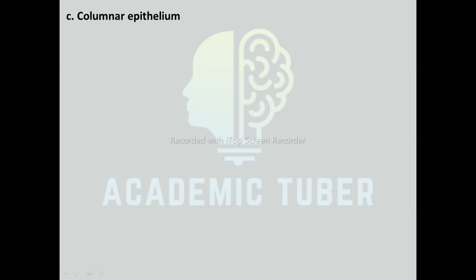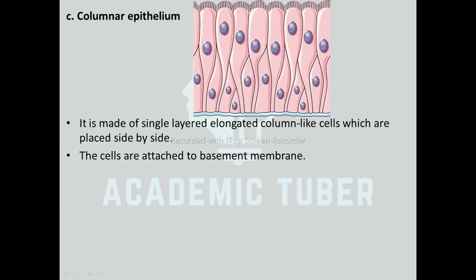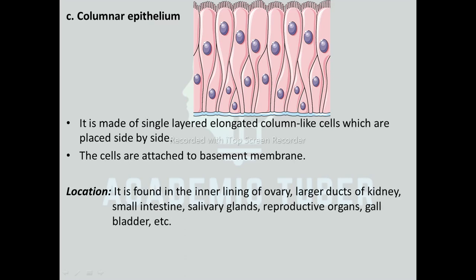Third one is columnar epithelium. So here is a diagram showing the columnar epithelium. It is made of a single layer of elongated column-like cells which are placed side by side. The cells are attached to a basement membrane. It is found in the inner lining of ovary, larger ducts of kidney, small intestine, salivary glands, reproductive organs, gallbladder, etc. The main functions of columnar epithelium are secretion and absorption.